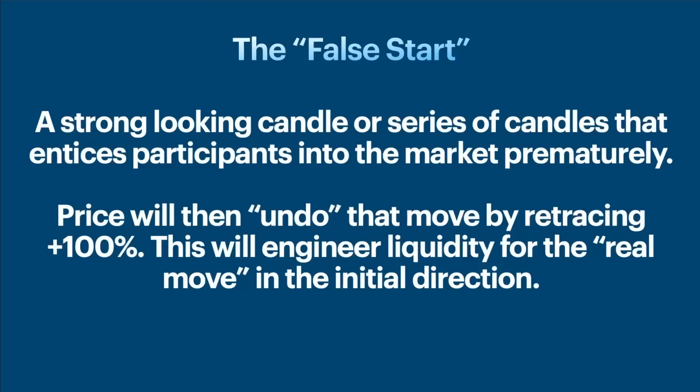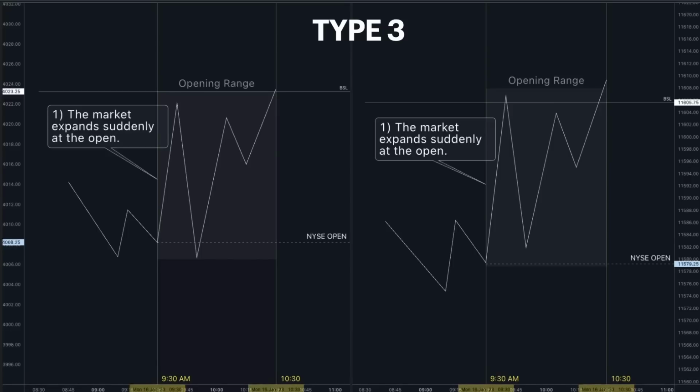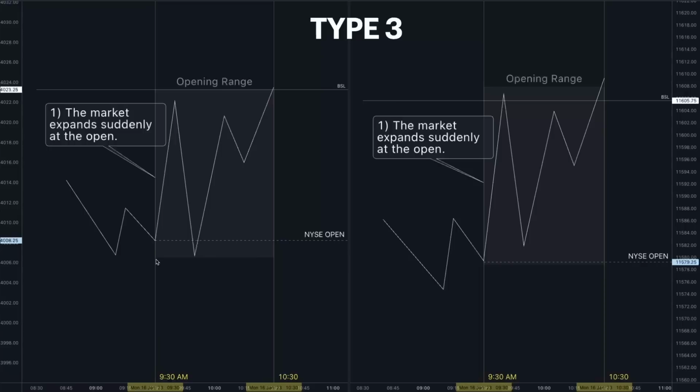Okay, so what does that mean in actual practicality? It's basically something like this. You can see this is kind of like the opposite of a Judas swing. Judas swing is the first move up, this sort of a false move that then traps everyone one way before kind of expanding the opposite way. This is kind of a different twist on that. At 9:30, the market suddenly expands at the open.